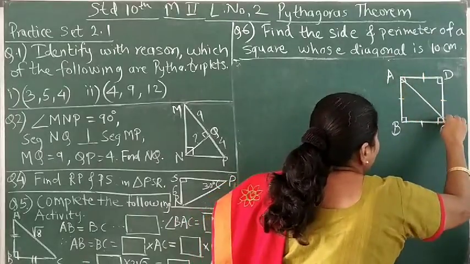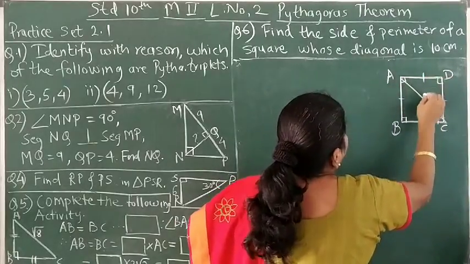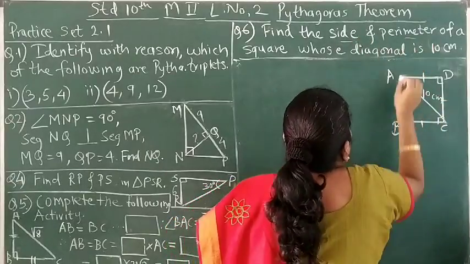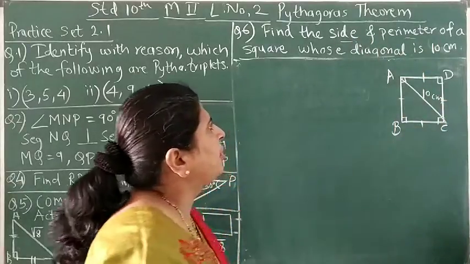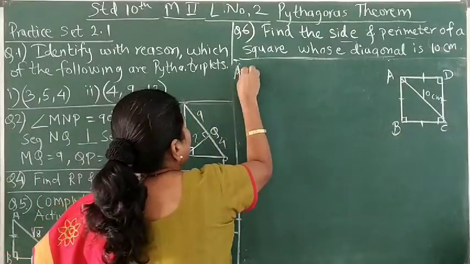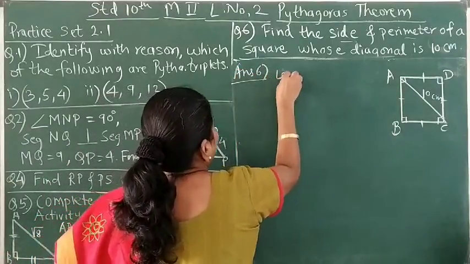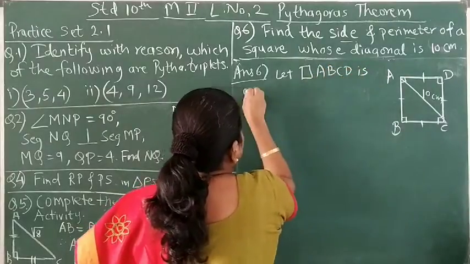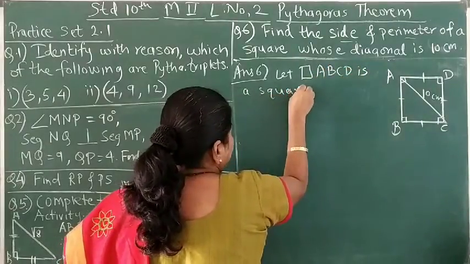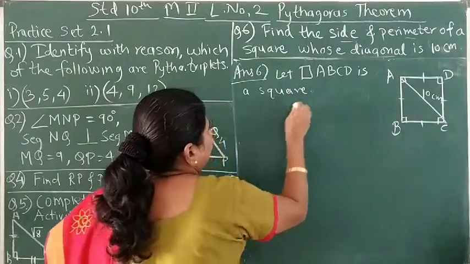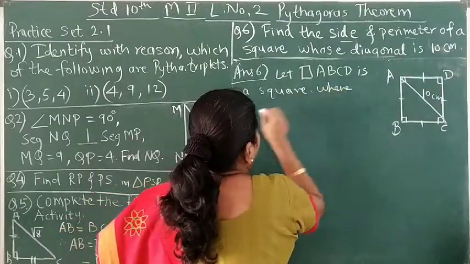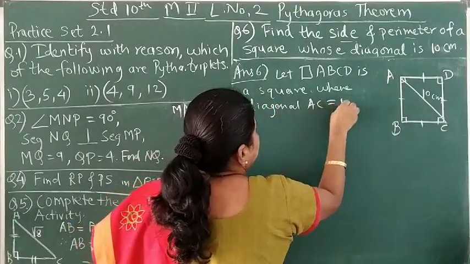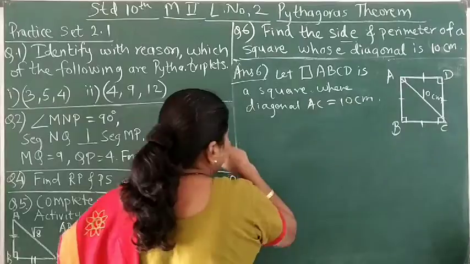Here we know the diagonal. Let's take diagonal AC, that is 10 centimeter. And we have to find the side and perimeter. So any one side and perimeter we have to find. So okay, so it's the answer. We can say that let quadrilateral ABCD be a square, where diagonal AC is 10 centimeter. So now we have to find the side.